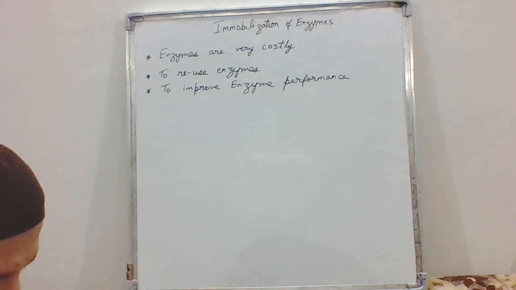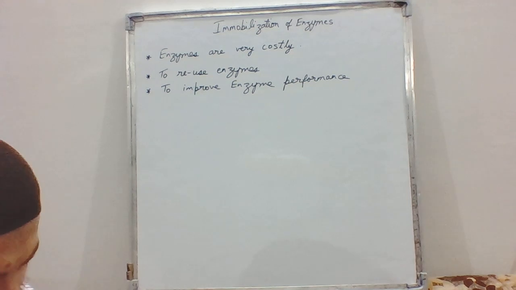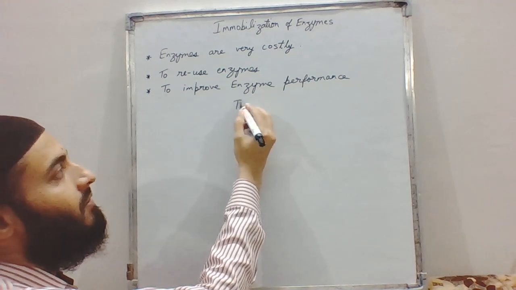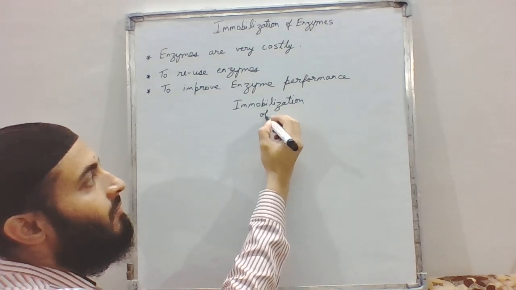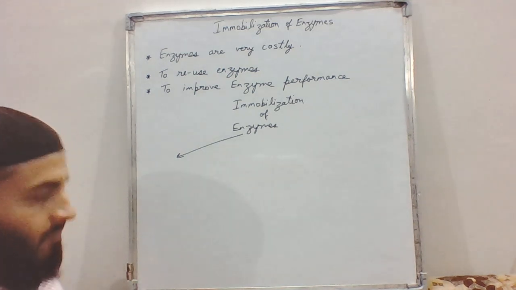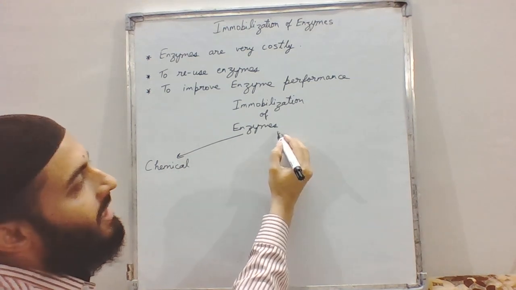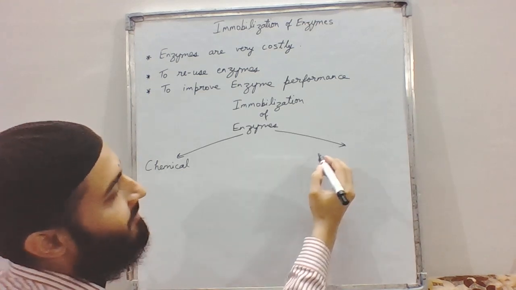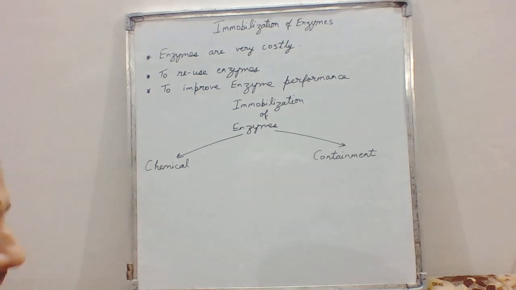Basically immobilization means fixing the enzymes on something or somehow making them easily recoverable. Immobilization of enzymes is done in two ways. One involves formation of chemical bonds, and the other may not involve formation of chemical bonds, and it is simply containment methods in which we can contain the enzymes into something.